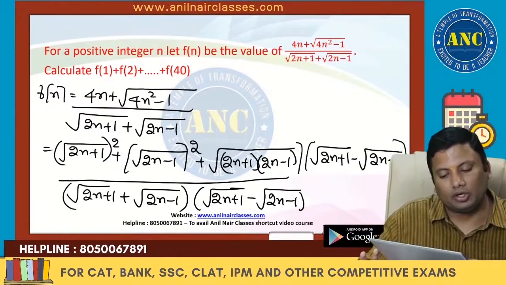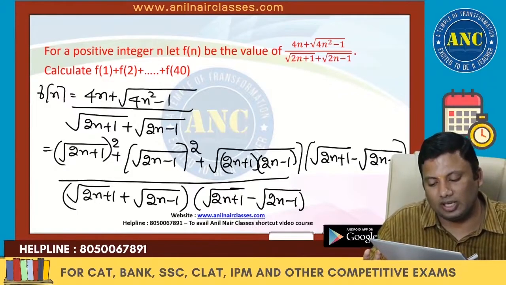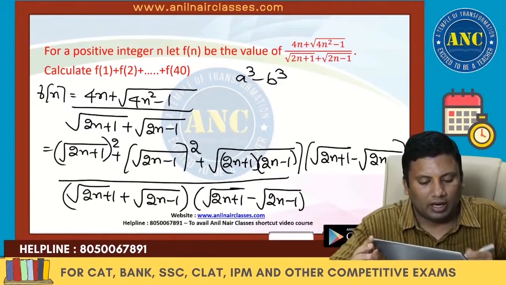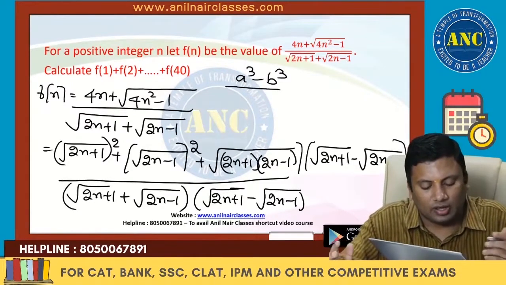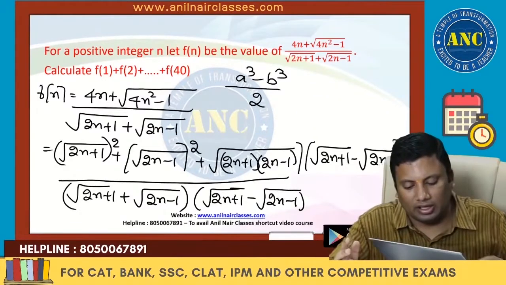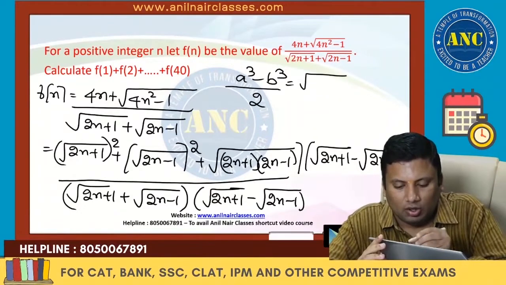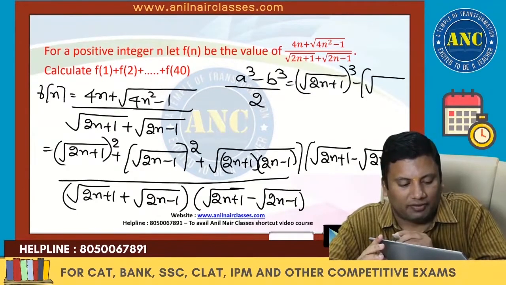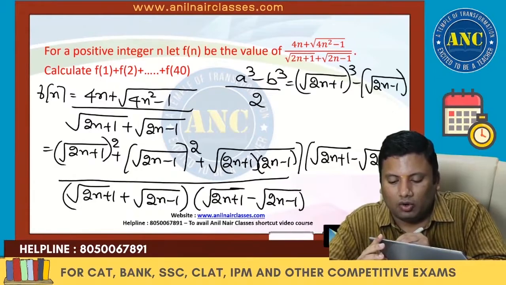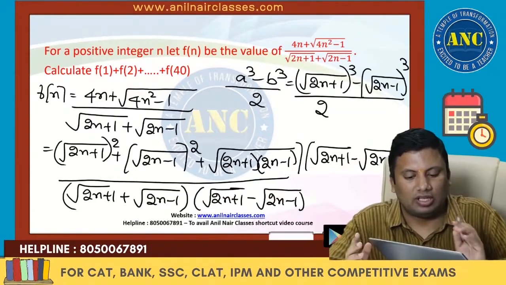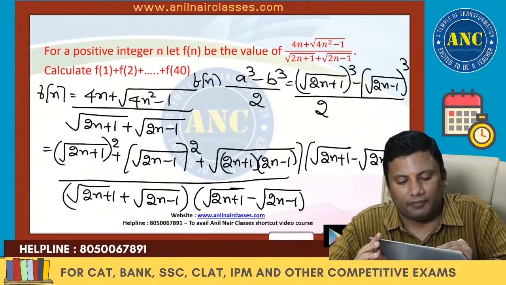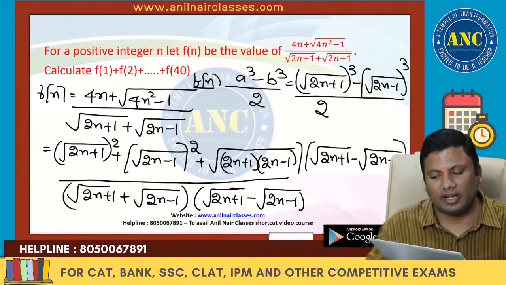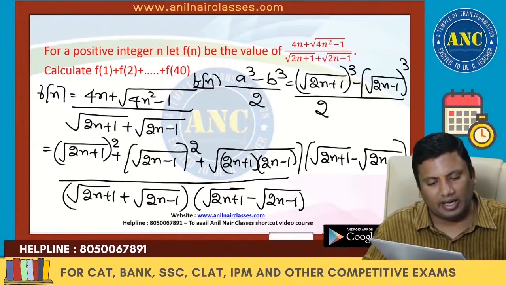(a minus b) into (a square plus b square plus ab) is a cube minus b cube. In the denominator, a square minus b square is nothing but 2. So f of n is root of (2n plus 1) whole cube minus root of (2n minus 1) whole cube, divided by 2. Now it is simple substitution and you will get the answer. I hope the idea is clear, right?